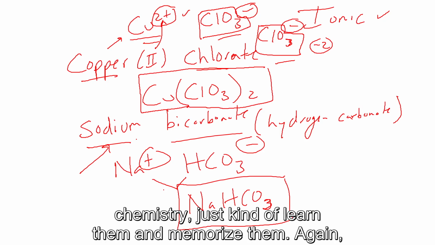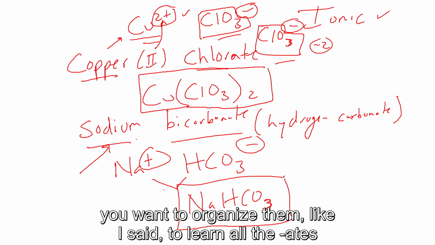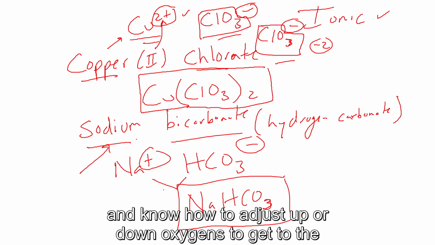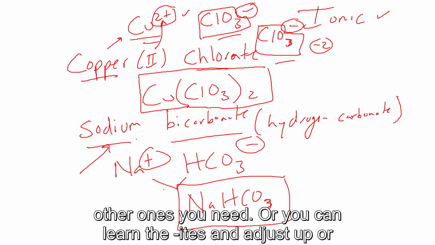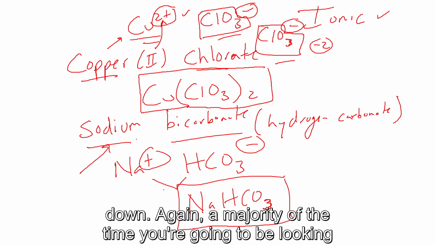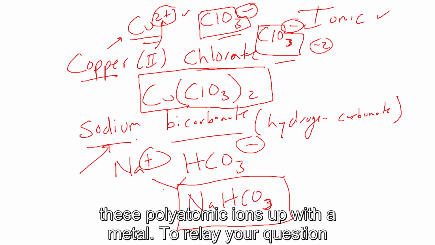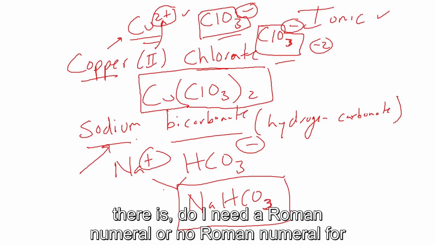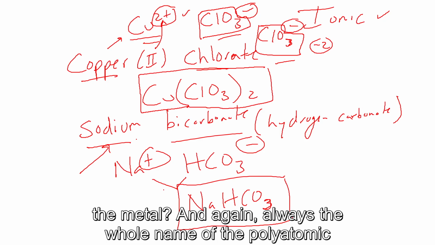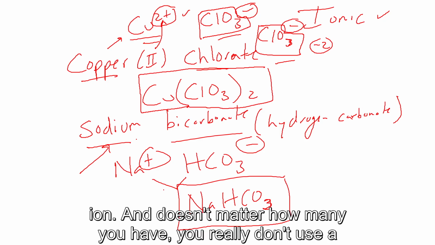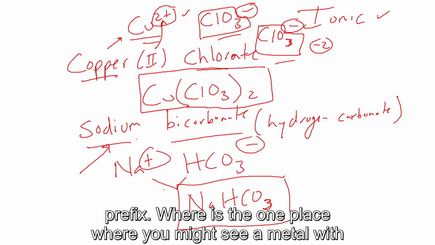So again, polyatomic ions, in most cases, if you're taking chemistry, you just have to learn them and memorize them. Again, you want to organize them. Like I said, learn all the ates and know how to adjust up or down oxygens to get to the other ones you need, or you can learn the ites and adjust up or down. Again, a majority of the time you're going to be hooking these polyatomic ions up with a metal. So really your question there is, do I need a Roman numeral or no Roman numeral for the metal? And again, always use the whole name of the polyatomic ion. It doesn't matter how many you have, you really don't use a prefix.